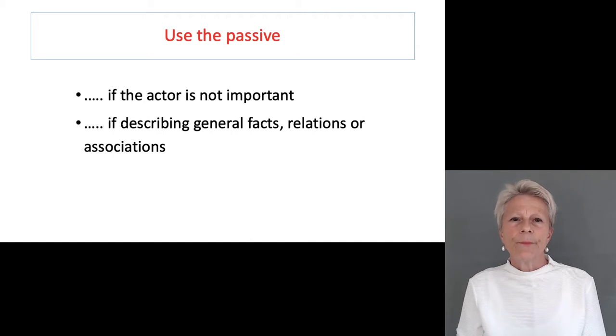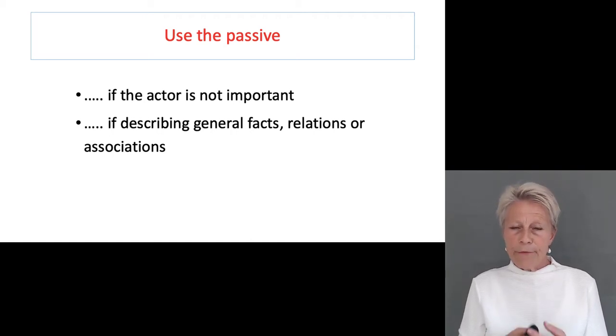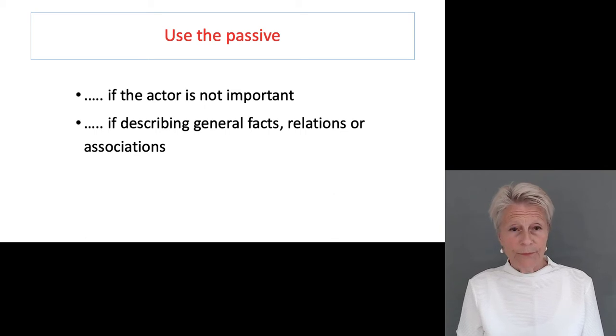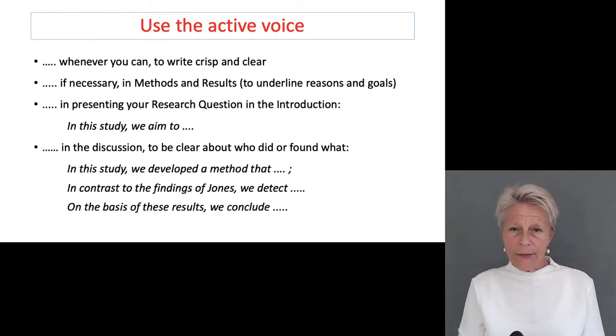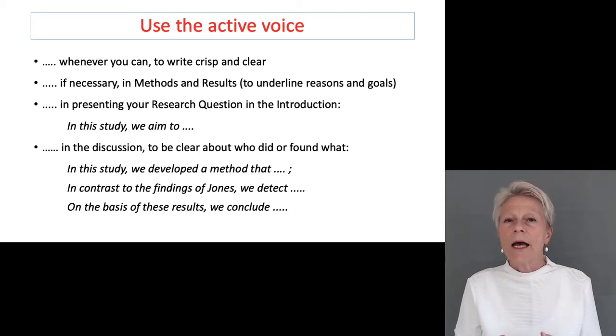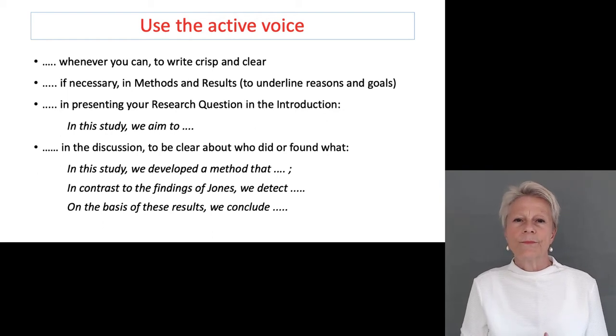In summary, use the passive if the actor is not important, and if you want to describe general facts, relations, or associations. Whenever you can, to write crisp and clear, choose the active voice. Also, if necessary, in methods and results, to underline your reasons and your goals.